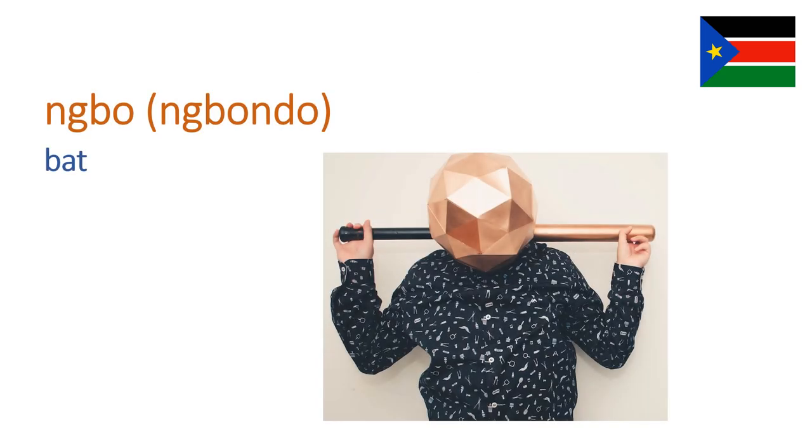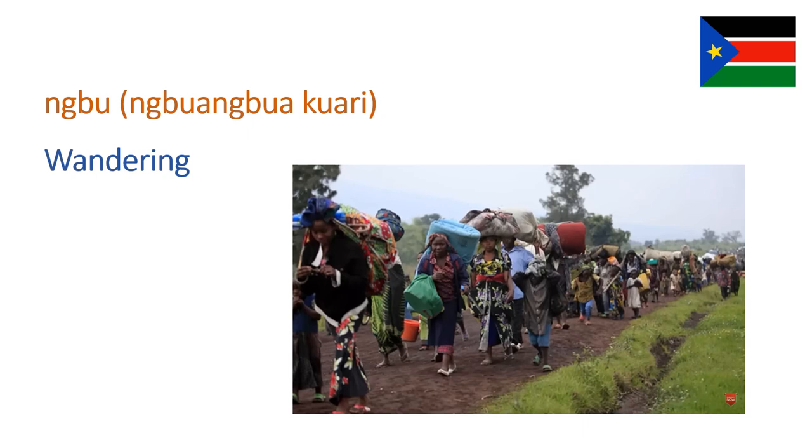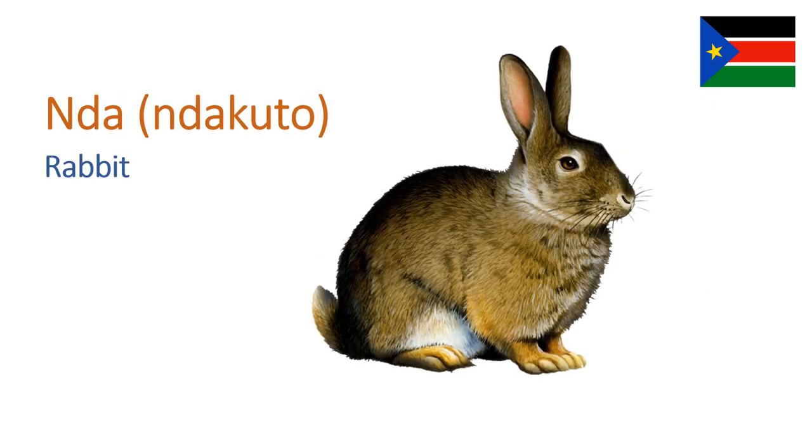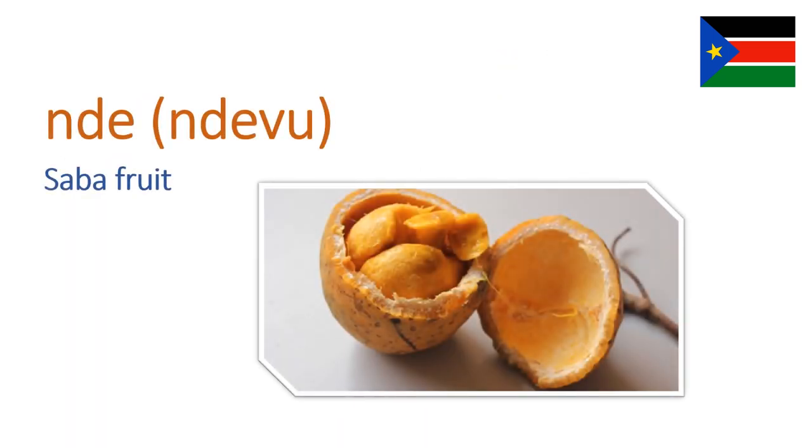Mbo, mbondo, that is a bat or a defense that we use when we move on the road. Maybe you may meet a dangerous animal or a snake, then you can defend yourself. Mbu, mbuang kwari, that is wandering. Inang mbuang kwari, they are wandering. Ndakuta, a rabbit. Nde, ndevu. This is a wild fruit, but very nutritious. We call it saba fruit.